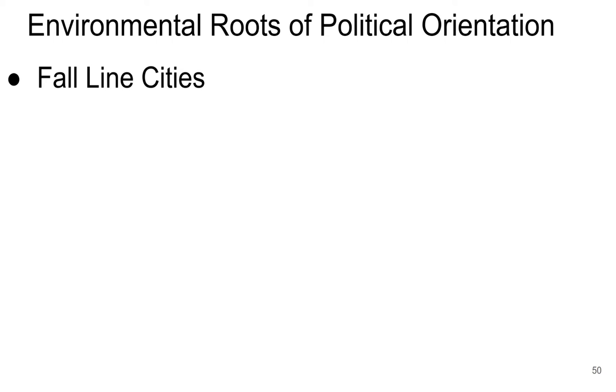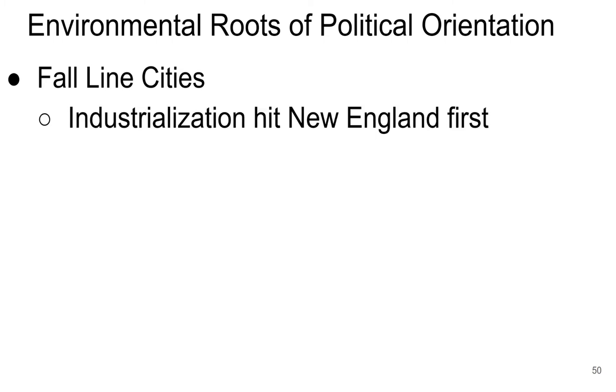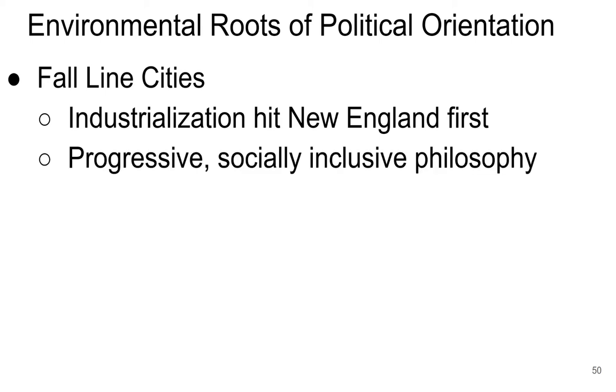Oh yeah, a totally interesting idea: the fall line cities, remember those cities along the East Coast that had mills for textiles back in the day. That would be an example that industrialization hit New England first. And so some of the ideas that they were grappling with in terms of economic power and how money should be distributed, how people should be taxed, they had those ideas first. So they had a progressive, socially inclusive philosophy of taxing people to provide benefits for society.